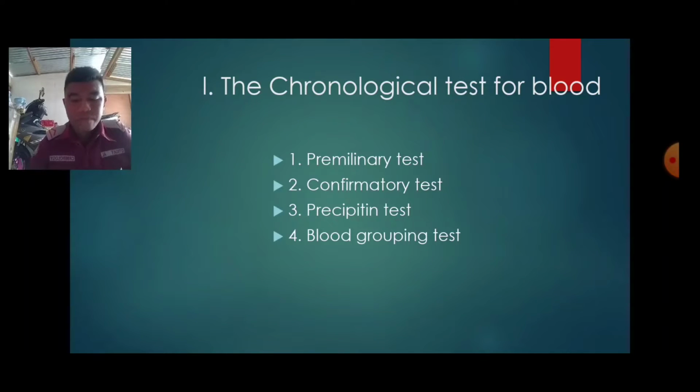Number two is the confirmatory test. Confirmatory tests for blood include identification of blood cells under a microscope, crystal tests such as the Teichmann and Takayama tests, and ultraviolet absorption tests, Genslin 1983. And number three is the precipitin test.